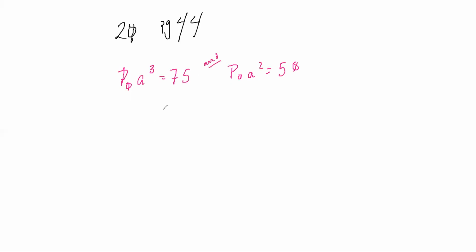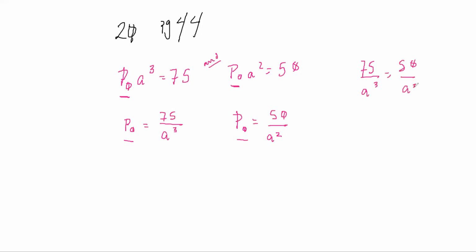My gut instinct when I see two equations that have the same term, p naught, is to set both of them equal to p naught. So here it would be p naught is equal to 75 divided by a cubed, and here it's p naught is equal to 50 divided by a squared. I know these are both the same p naught, so I'm going to say 75 over a cubed is equal to 50 over a squared.